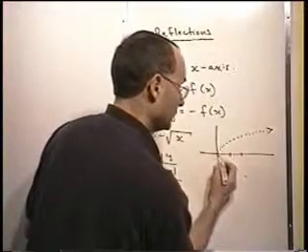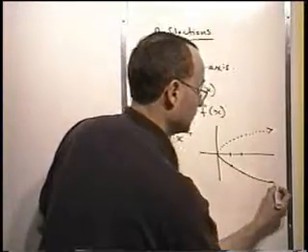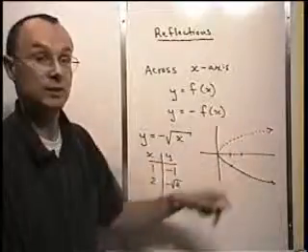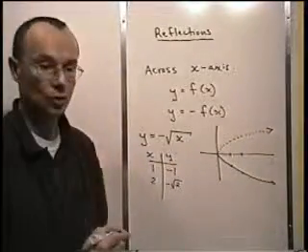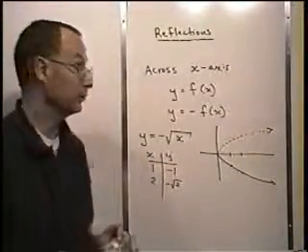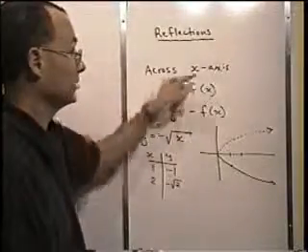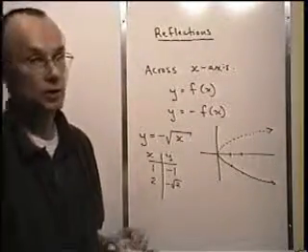And so our graph is reflected across the x-axis. So that's pretty much the simplicity of doing reflections across the x-axis. Not too bad at all.